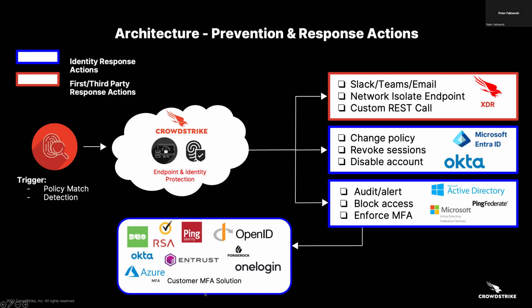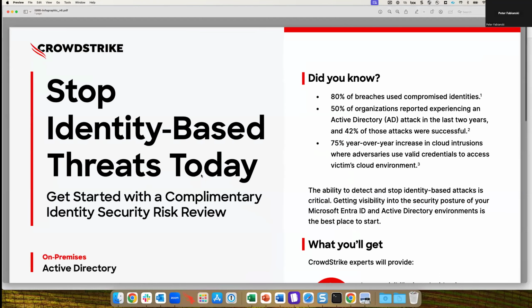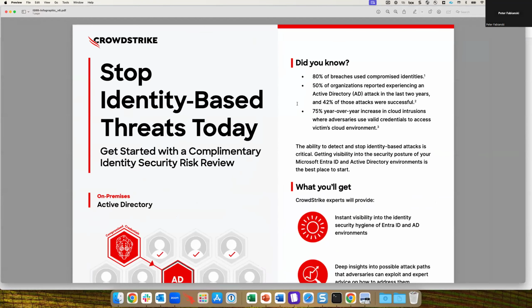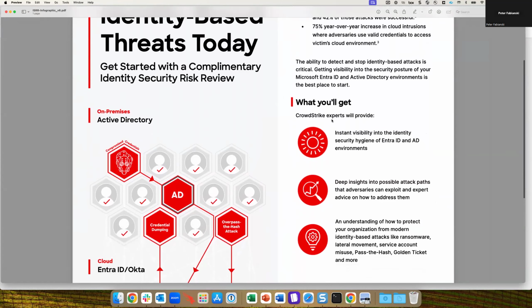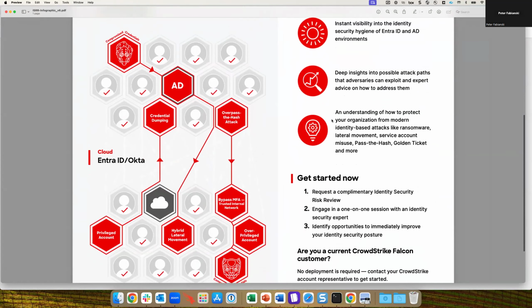Now, I'll pause my screen right here and bring up that identity-based piece. I know this is really big. Let me zoom it out, but this is a one pager that we can definitely provide the link for as well. It gives you a lot of the same data points that we were talking about. And it explains what our identity security risk review is actually indicative of, and what you have to do to go do it.